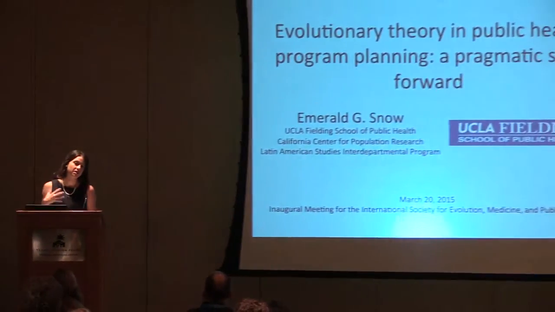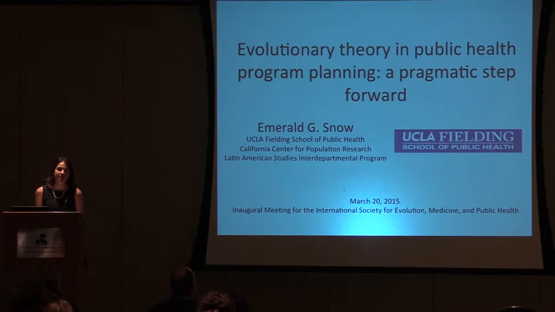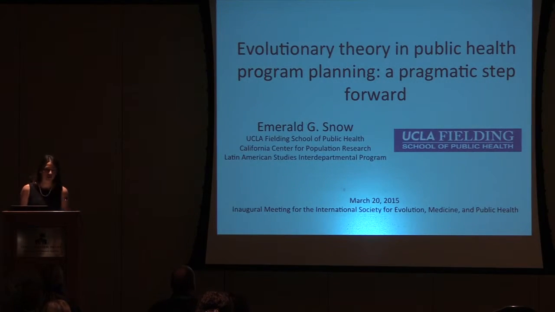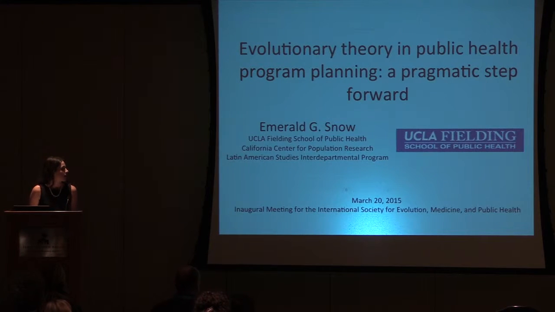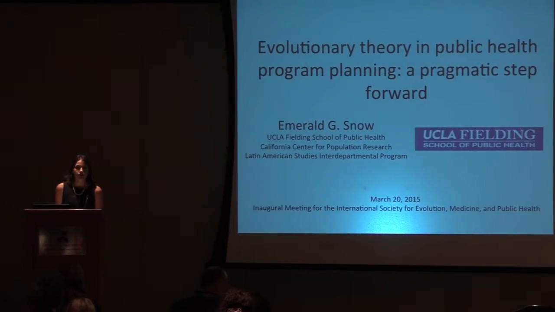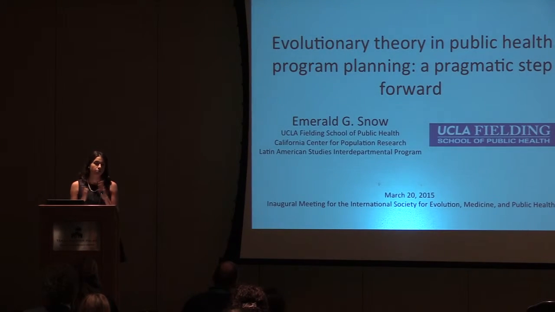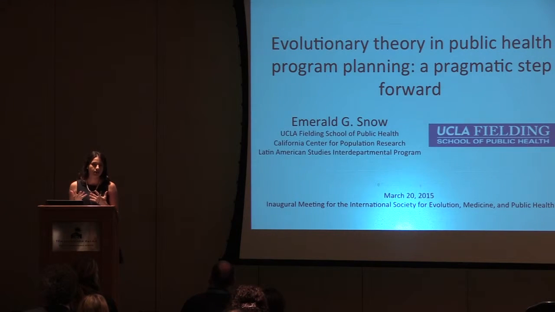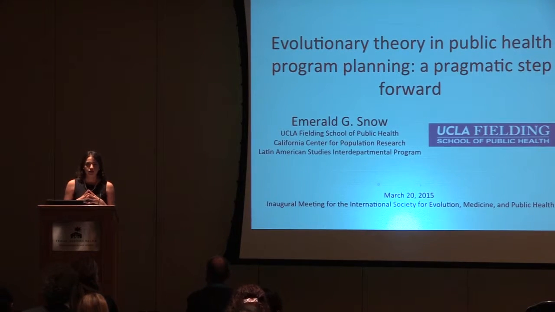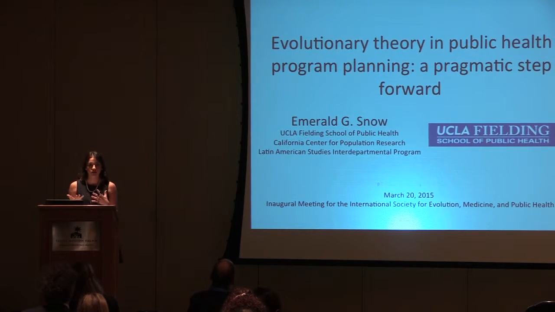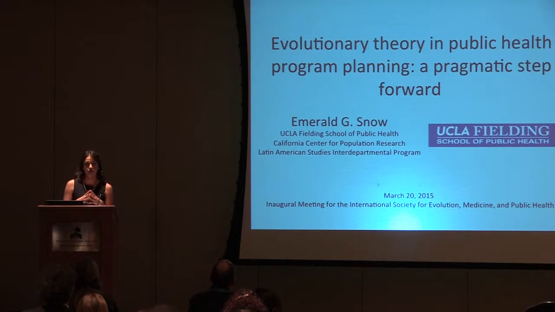And I am giving a talk about taking a pragmatic step forward in including evolutionary theory in public health programming. Now, I want to quickly describe what public health program planning is because I don't have any slides on that. Just to be very clear, any public health program is basically an intervention where you have a target population and a target problem, and you create a program or an intervention to relieve that health problem.